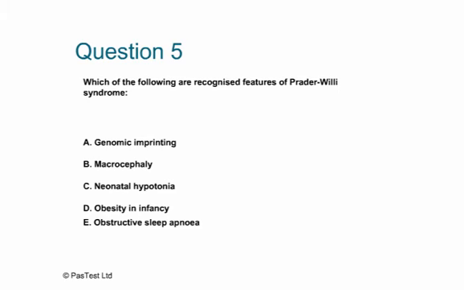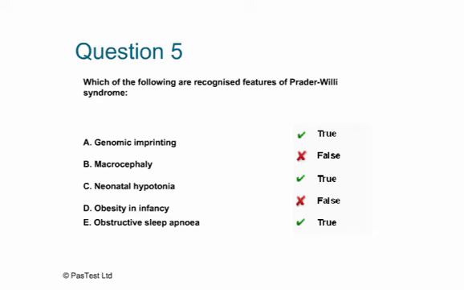The correct answers are A, C and E. C and E are clinical features, which you'll hopefully know about. D is a distractor, because you may know that Prader-Willi children often suffer from obesity, but not in infancy. The obesity usually comes on later in life, when they start eating, around their first and second birthday.